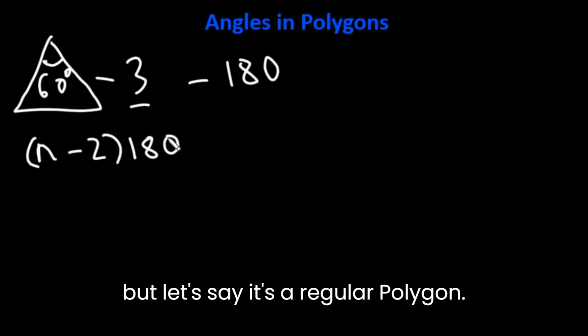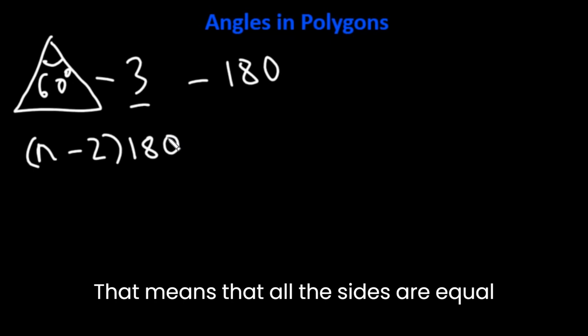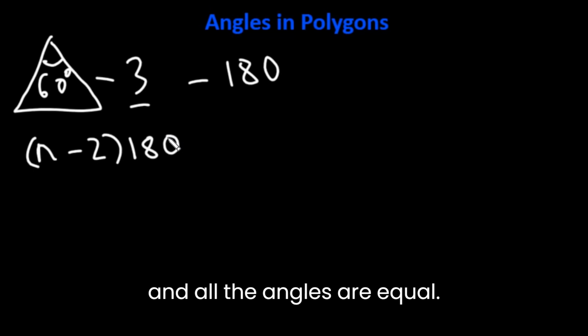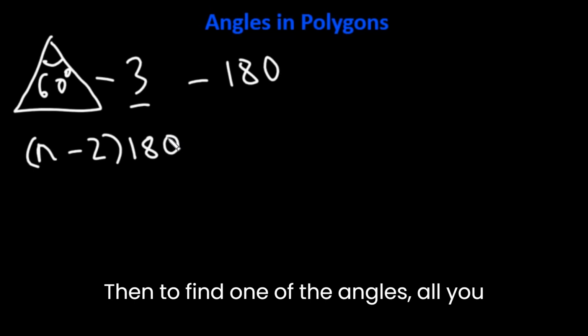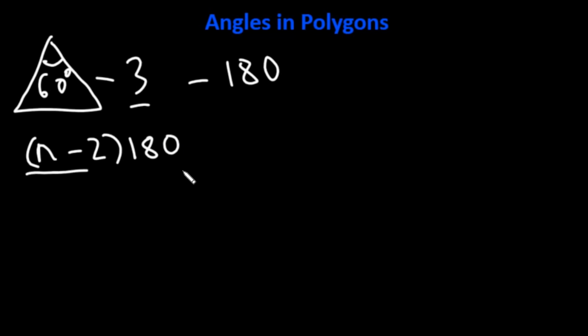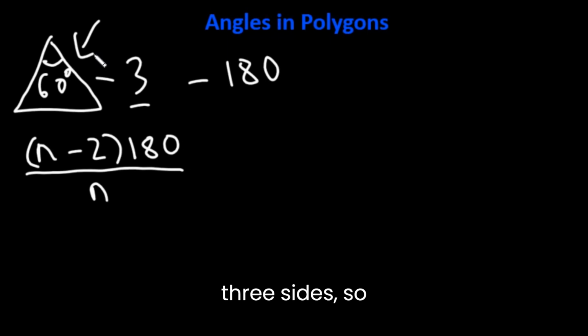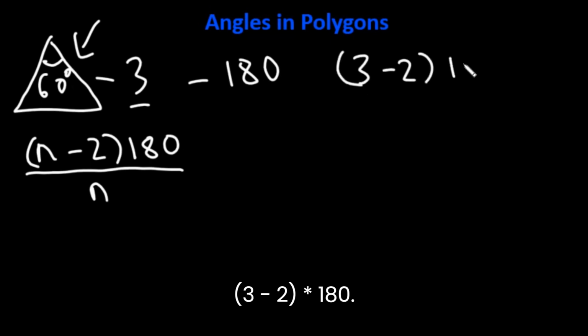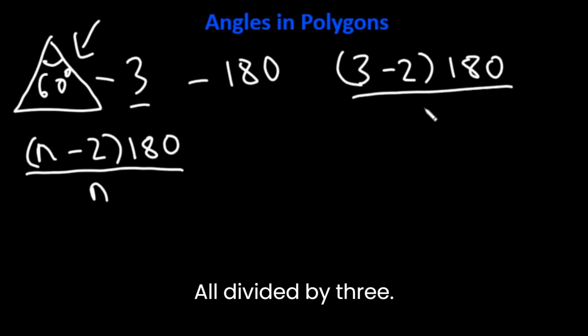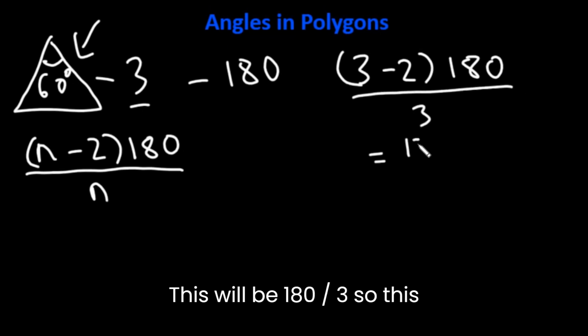But let's say it's a regular polygon. That means that all the sides are equal and all the angles are equal. Then to find one of the angles, all you have to do is divide by n. Let's apply this to the triangle. So n is going to be 3 because we have 3 sides. So 3 minus 2 times 180, all divided by 3. This will be 180 divided by 3, so this will be 60.